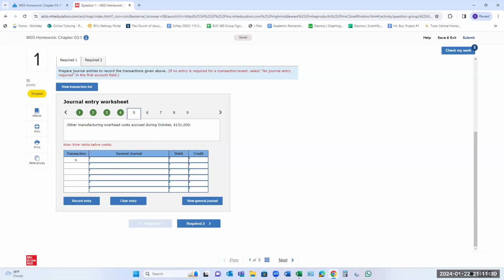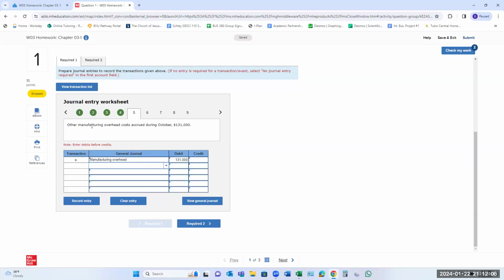Okay. Required 5. Other manufacturing overhead costs accrued during October of 131,000. Well, this one's not super clear. Part of it is obviously going to go into manufacturing overhead, because it's just the miscellaneous costs that we don't have a label for. So manufacturing overhead, 131,000.